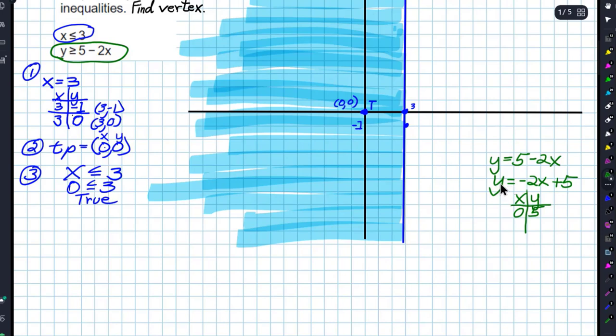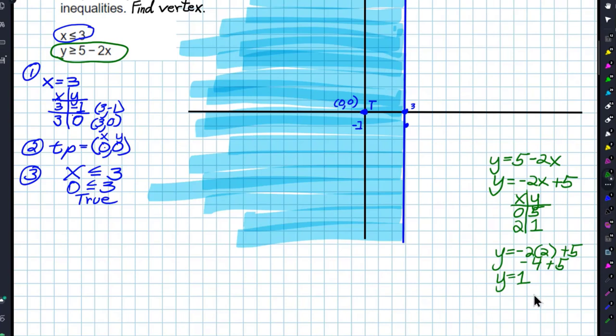When I have a line in y equals mx plus b form, all I have to do is choose any number, preferably easy, for x. So suppose I say, okay, what if x is 2? Then I'll have y equals negative 2 times 2 plus 5. That'll be negative 4 plus 5. That'll be positive 1. So y will equal positive 1 if x equals 2. So if x is 2, y is 1.